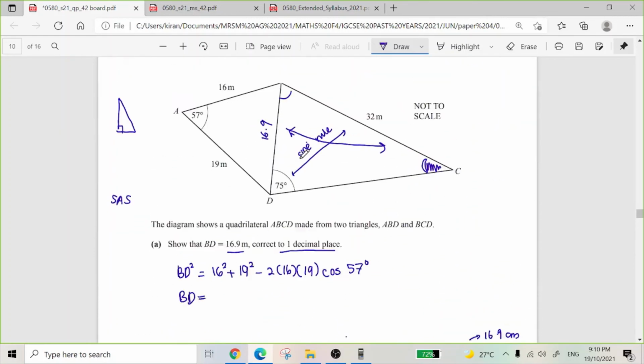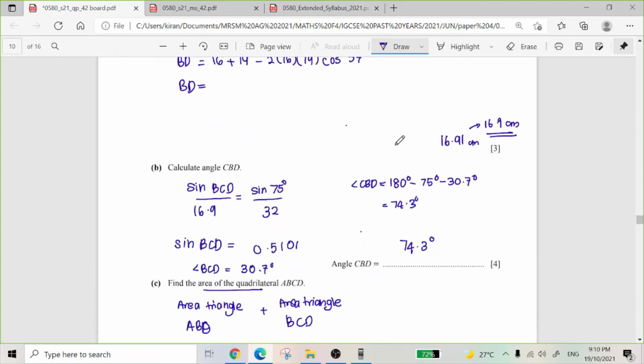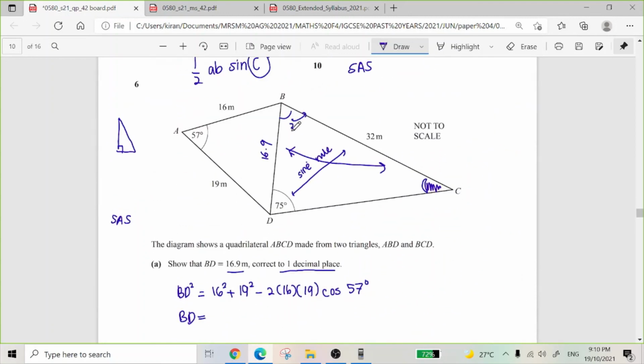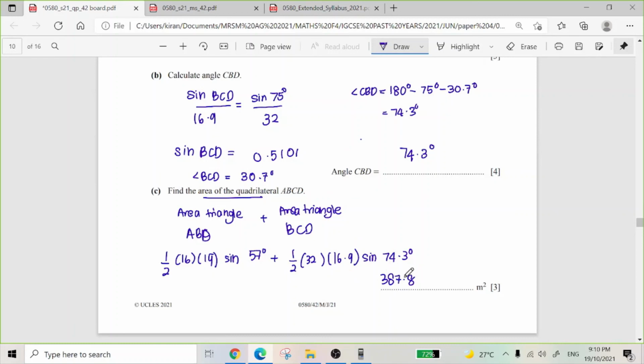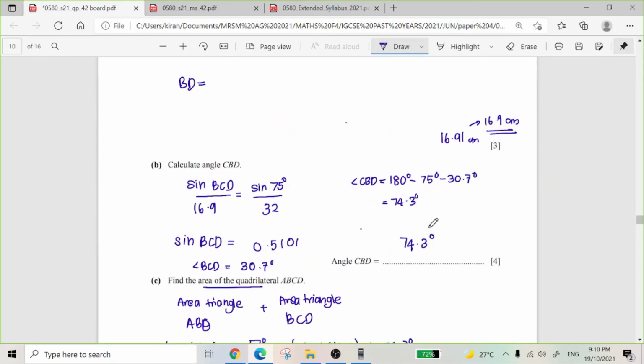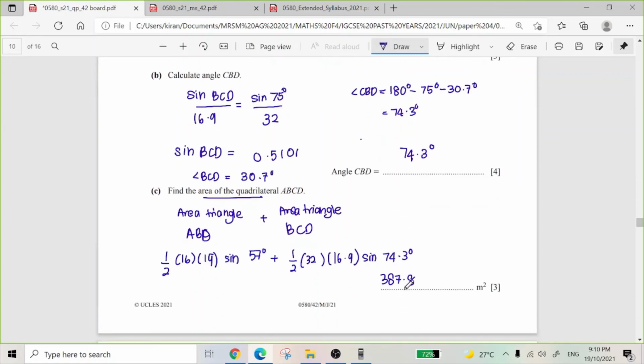Plus with this kita akan gunakan angle this one lah, because kita ada length kat sini, and then the included angle here is 74.3. Okay, so we use 1/2 times 16.9 times 32 sin 74.3. Memang dia berkait lah jawapan soalan-soalan ni, memang berkait jawapan-jawapan tu. And then you calculate this one, you dapat the area of quadrilateral is 387.8.